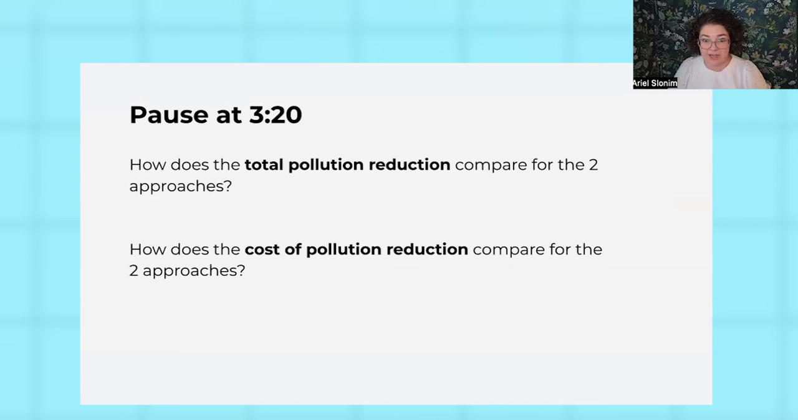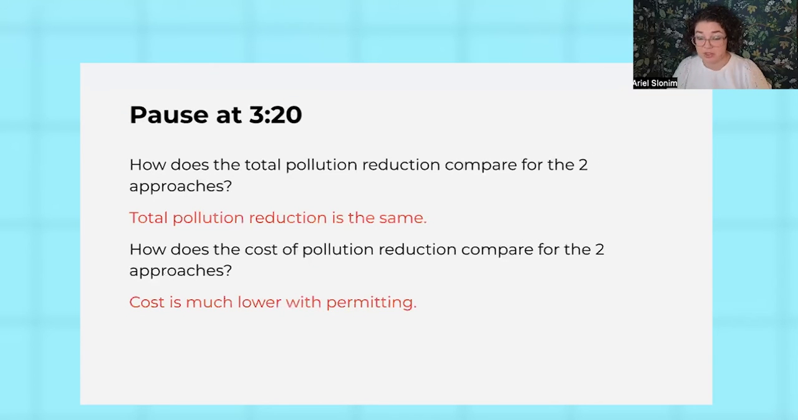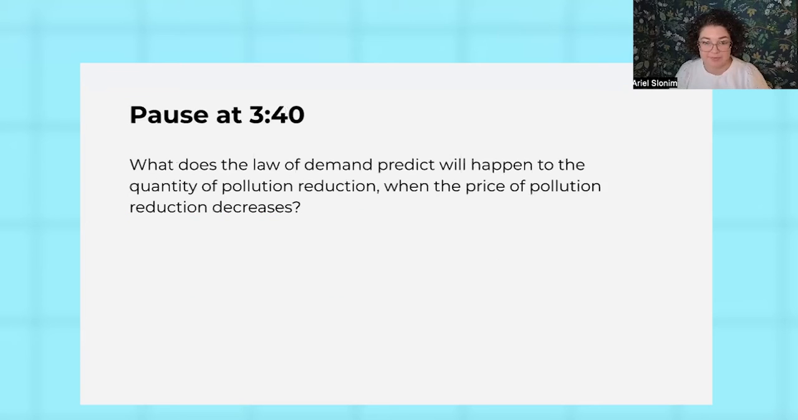One is how much pollution are we reducing, and how does the cost compare for the two, right? So these are the two metrics which are analyzed in the video. And the total pollution reduction is the same based on how many permits you sell, but the cost is much lower. And that's what we want students to recognize, is that the cost is different for different approaches of resolving externalities problems. And this leads us back to an insight from the law of demand, right?